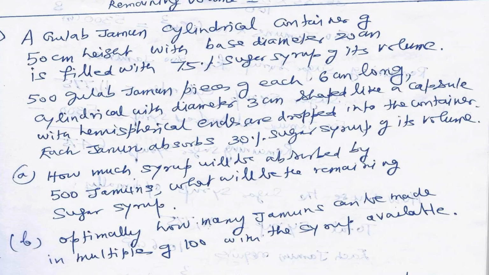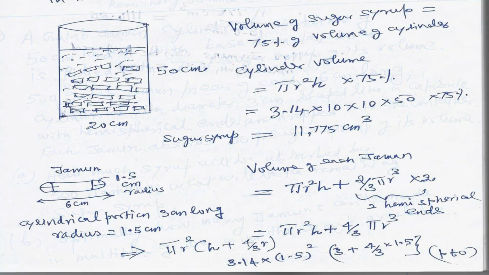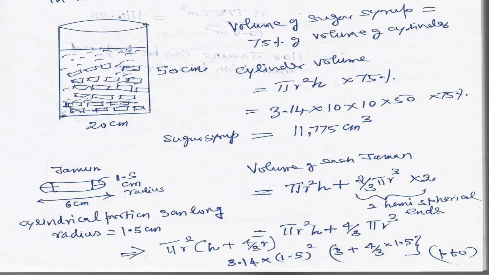Now we have to draw a picture of cylindrical container with base diameter being 20 centimeter, height being 50 centimeter. The volume of sugar syrup contained in it is 75% of the volume of the cylinder. Now the cylinder volume is pi r squared h into 75%. That gives us the sugar syrup contained in the cylinder is 11,775 centimeter cube.